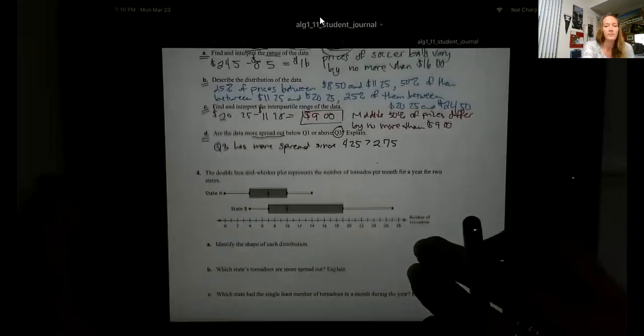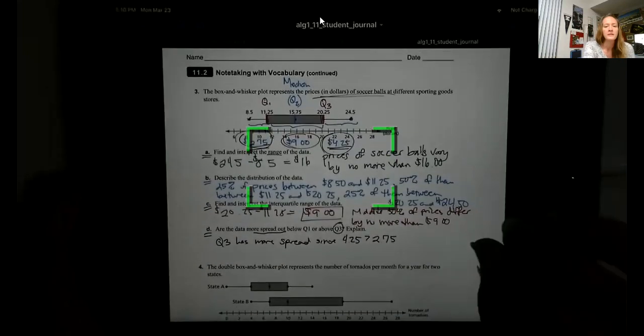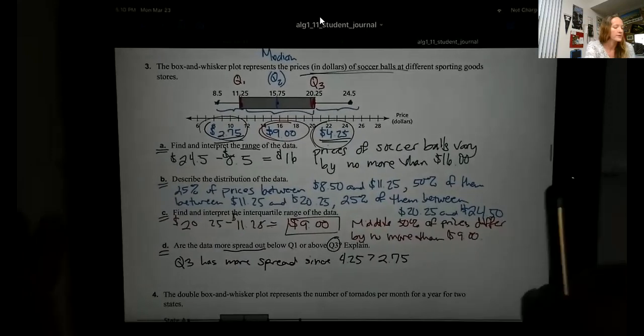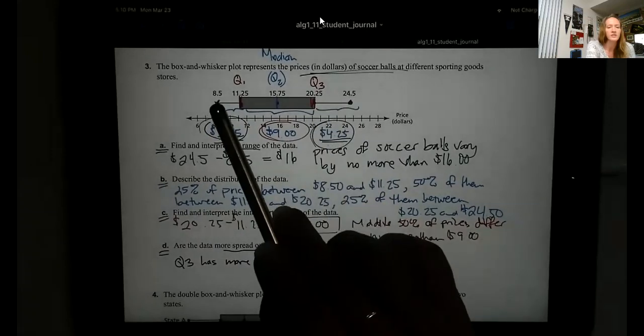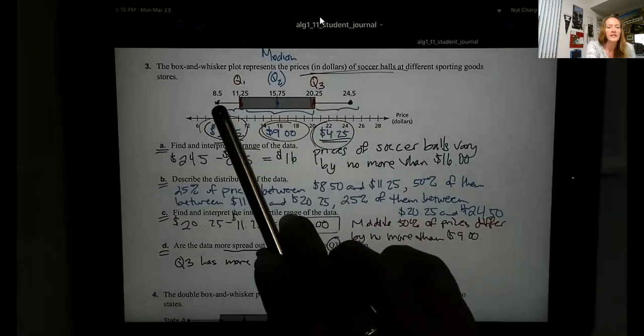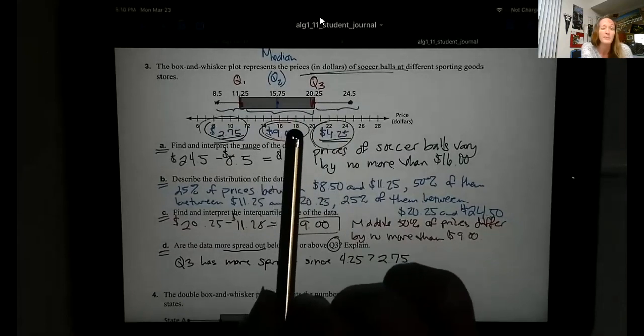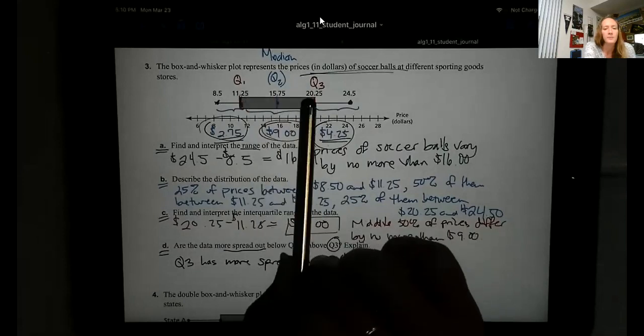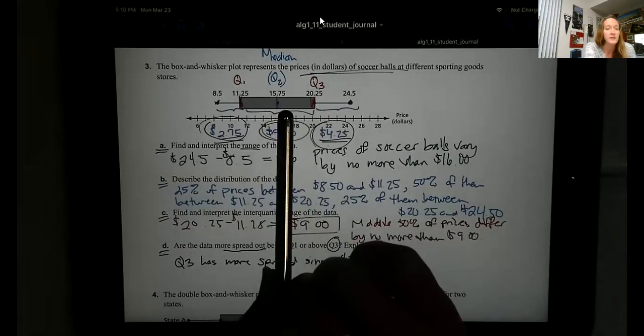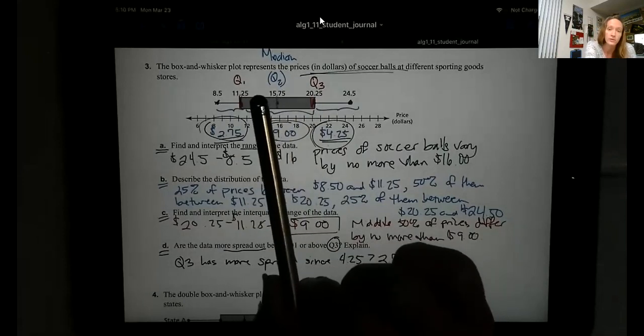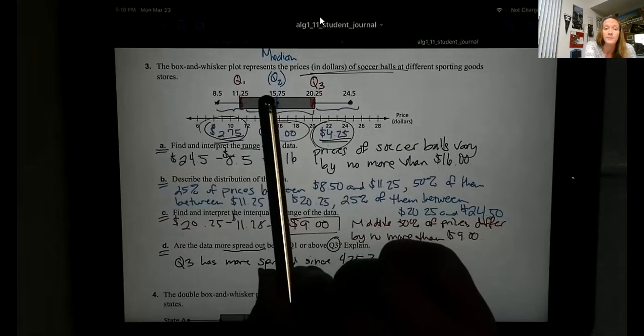We left off yesterday talking about a single box and whisker plot. Remember, the whiskers are these outer edges. Both of those are containing 25% and 25% of the data. We're going to need to remember that today. This inside box is containing 50%. Remember, quartiles are like quarters in a dollar, splitting the data up into fourths.